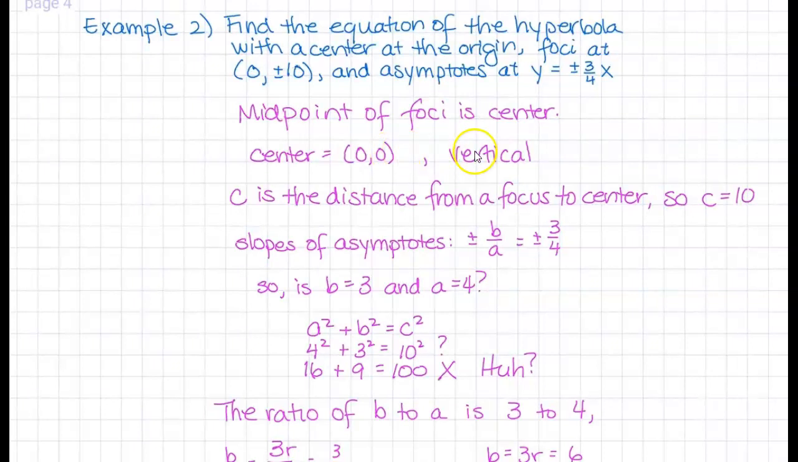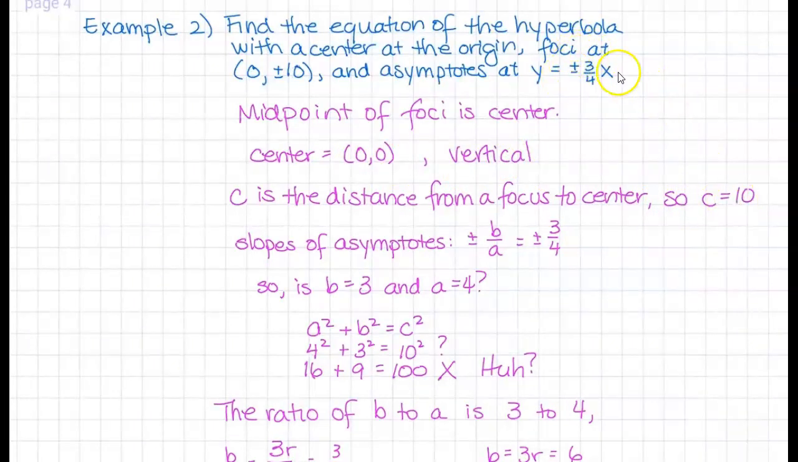Remember, that's going to tell us that the y squared term is positive. So we have that. Okay, so c is the distance from a focus to the center, and we also now know that c is 10, because each one of these points is 10 units away from the center. So we know a lot just by looking at these 2 points. We know that the center is at 0, 0. We know this is going to be a vertical hyperbola, and we also know the value for c.